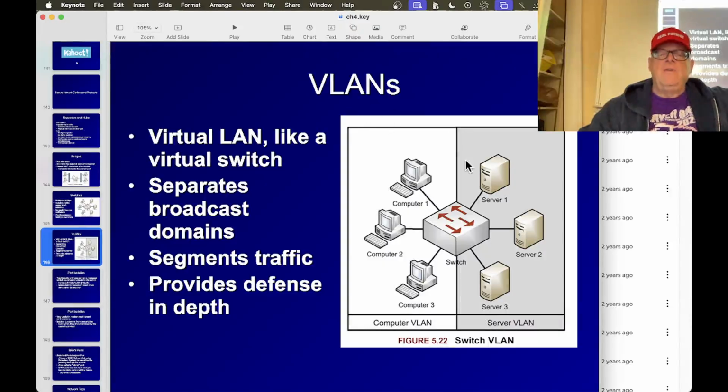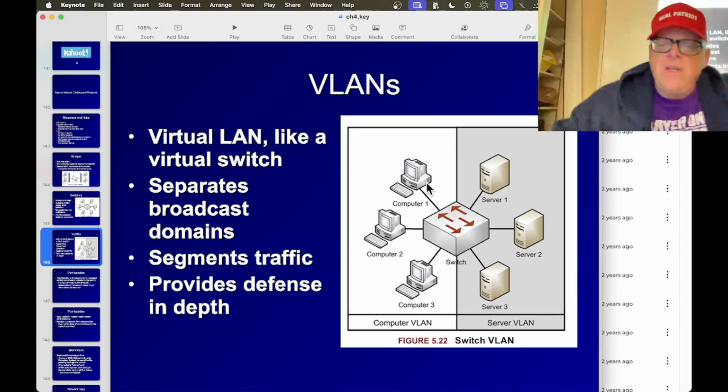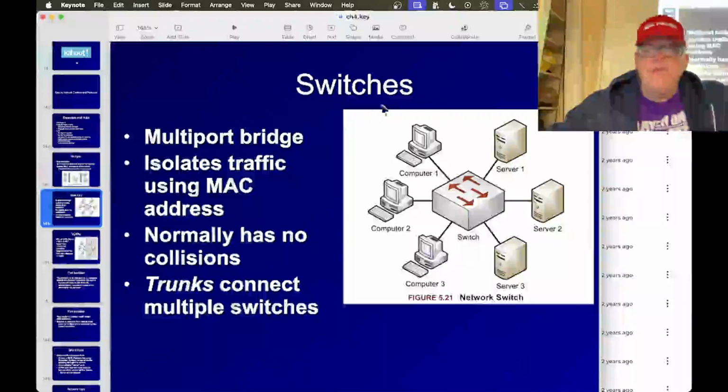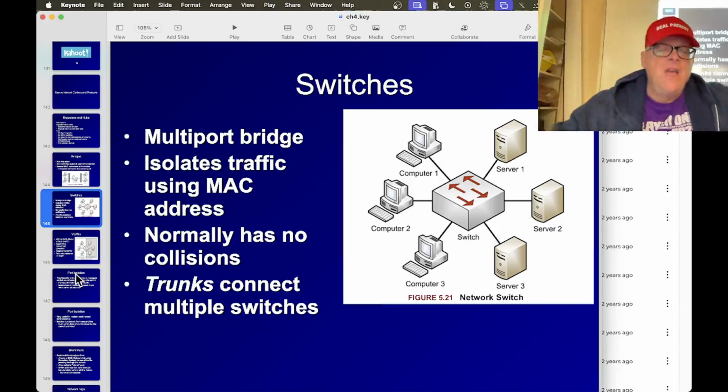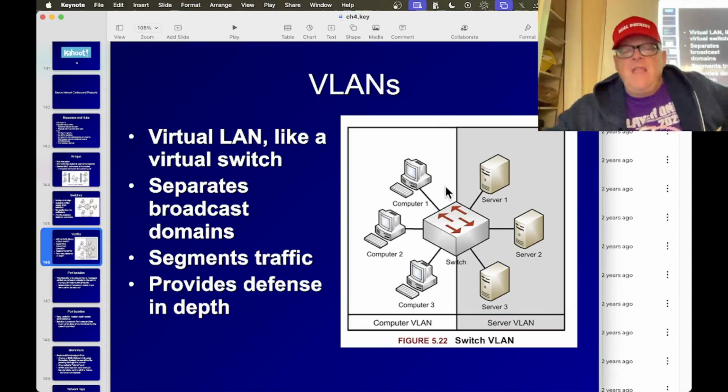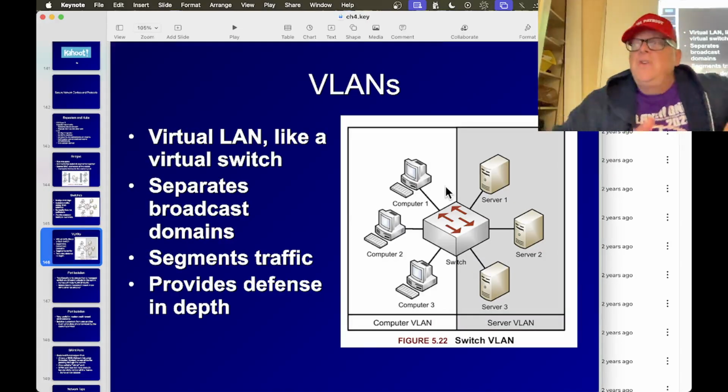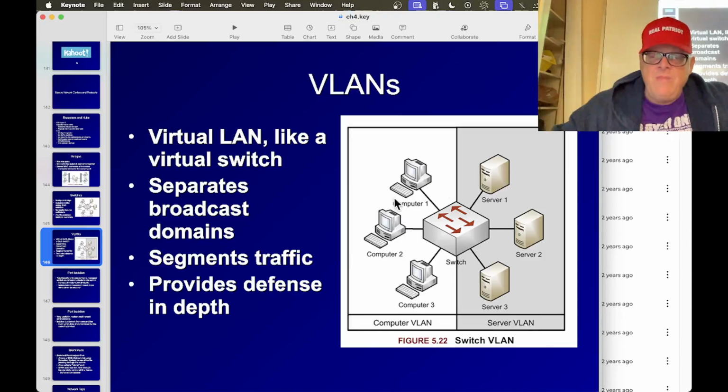VLANs are virtual local area networks where you can specify that broadcasts should only go over a certain range. In the original switches, all 6 of these devices would be in one local area network, and a broadcast from any one of them would reach all the others. In VLANs, you add a VLAN tag to the traffic, so it makes one VLAN here and another VLAN here, and broadcasts will only go to devices in the same virtual local area network.